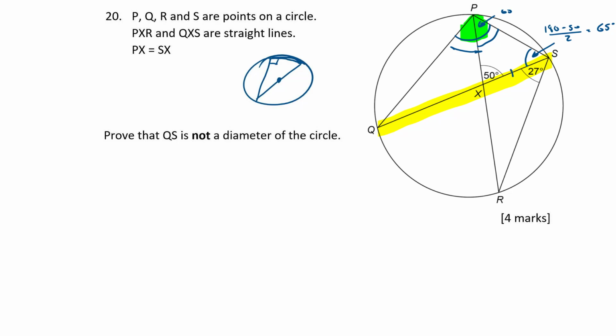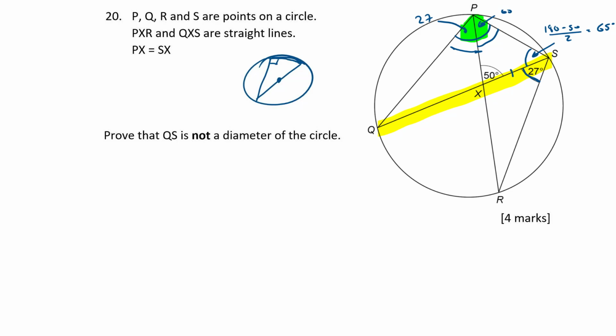Okay, so we've got half of the green angle. Now we need to find the other half. Now we know that that half is the same thing as this angle here, 27. So that one is going to be 27 because it's subtended off the same arc QR. So we're going to write all that down now.